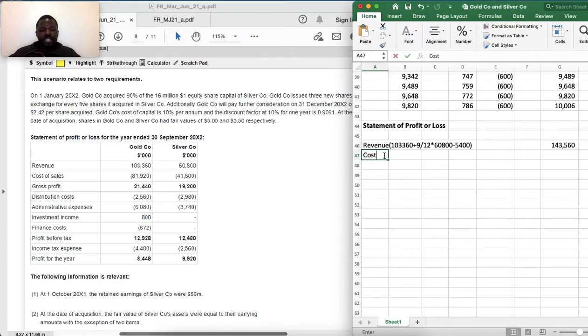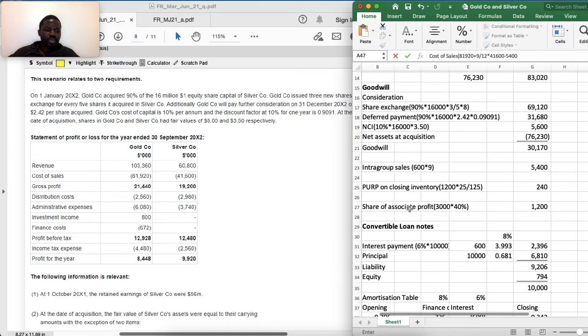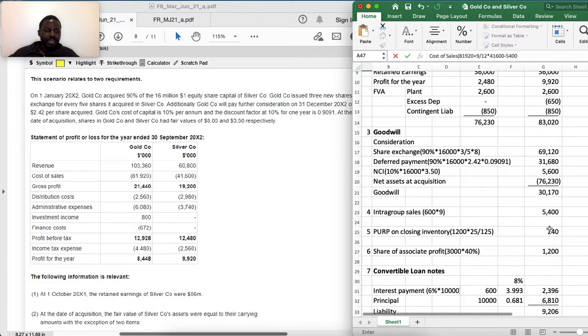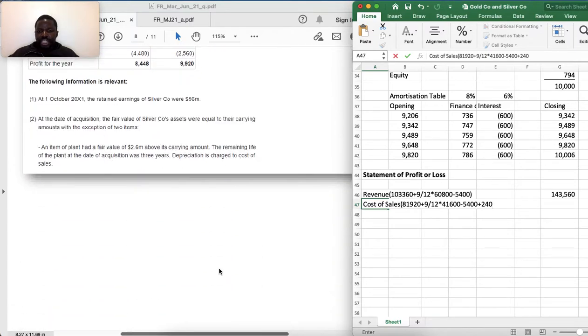Now let's come to cost of sales. Cost of sales for the parent is 81,920 plus 9/12 of 41,600 less intragroup sales. We have got another figure that needs to go to cost of sales. That's the PAP of 240, plus 240.